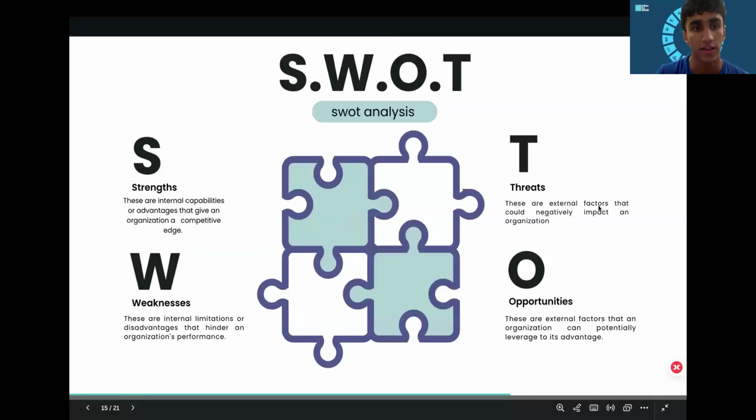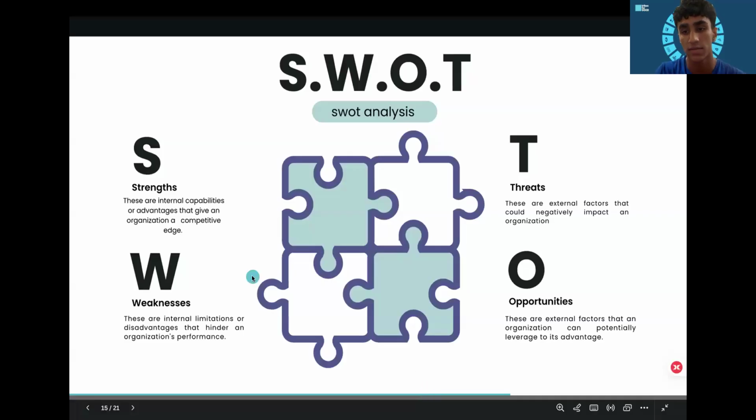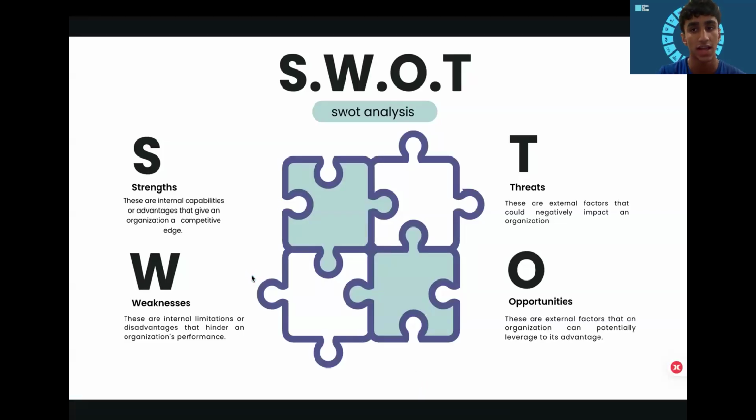Lastly is the SWOT analysis. The first thing you have to see with your business is what your strengths are: the internal capabilities or advantages that your business has that make it better than everybody else's. The second is the weakness. What are some limitations or disadvantages that may hinder the overall performance of your business? Third, opportunities. These are external factors that organizations can potentially leverage to their advantage. And lastly, threats: external factors that can negatively impact your organization.